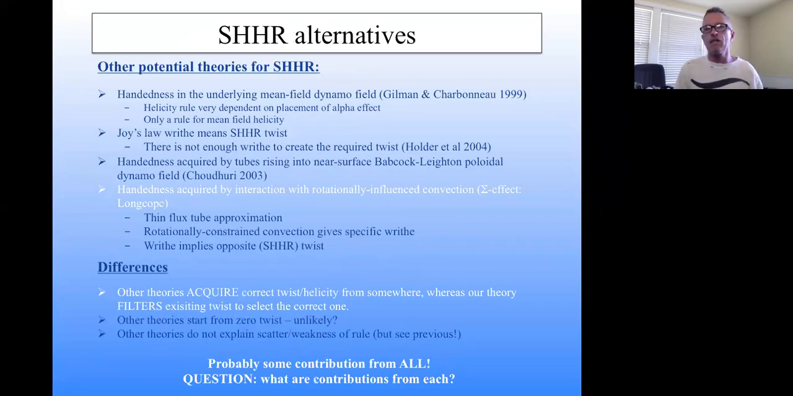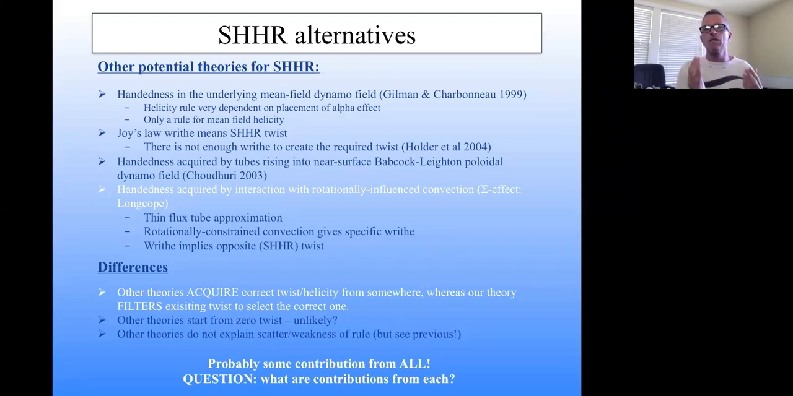Now, this is not the only theory for the origin of the solar hemispheric helicity rules. There are other theories. Most of these involve convection and rotationally influenced dynamos, which are just some global average of convection, etc. Essentially the rotation imparts the twist. So it's very interesting to try and figure out which of these mechanisms is the dominant one, whether they all contribute, whether some are dominant in some parts of the solar cycle or some parts of the sun itself.